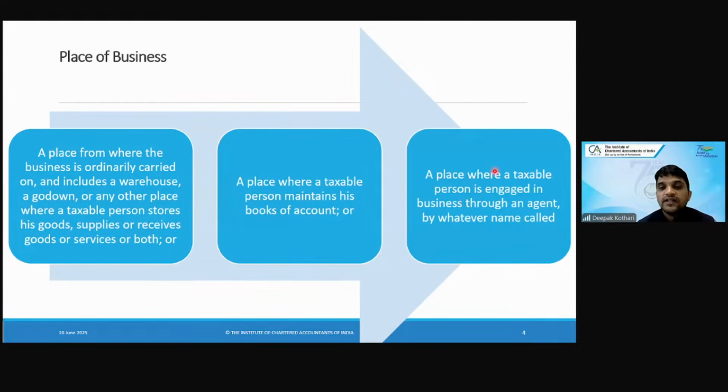And a place where a taxable person is engaged in a business through an agent. Okay, so directly he's not doing the transactions, but he's doing the transactions through an agent. So that agent's place will also be treated as a place of business. Got it?